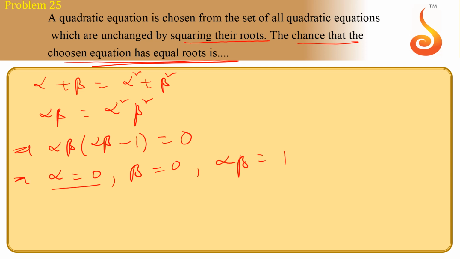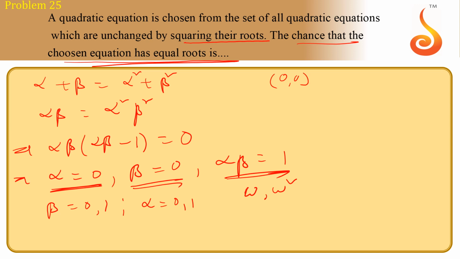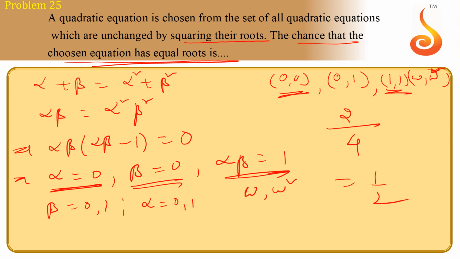So from this, if you take alpha equal to 0, what are the possible values of beta? 0 or 1. If beta is 0, the possible values of alpha are 0 or 1. If alpha beta is 1, the possible values of alpha and beta are omega, omega square. So what are the possible roots? (0, 0), (0, 1), (1, 1), (omega, omega square). Now total 4 cases, out of which equal roots are 2. So probability is 1 by 2.